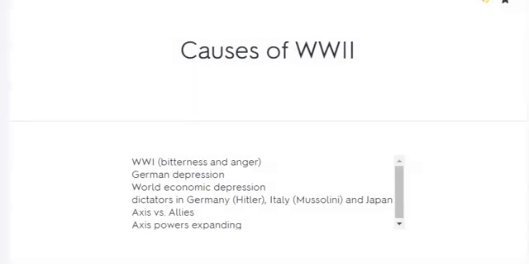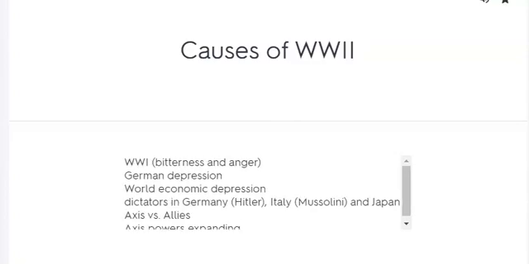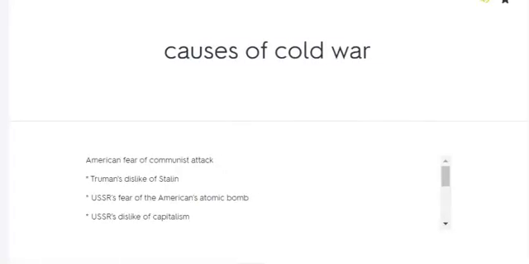Causes of WWII. WWI, German depression, world economic depression, dictators in Germany, Italy and Japan, Axis versus Allies, Axis powers expanding. Causes of Cold War.